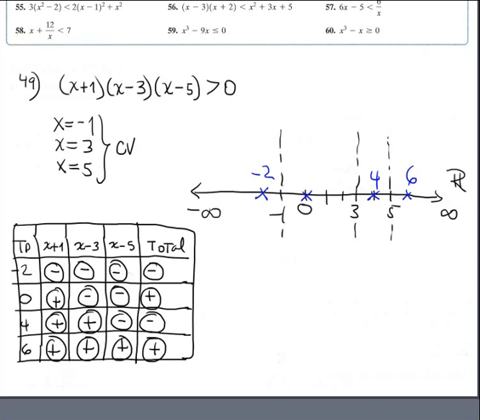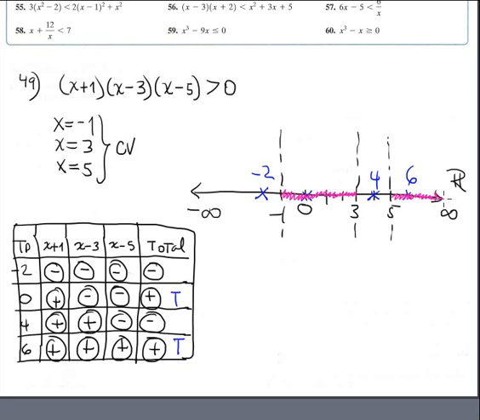Now the true part is when it's positive because it's greater than 0. True is here and here, only that. Okay, then the interval is here. This interval only contains 0. And the other interval is here, only contains 6.